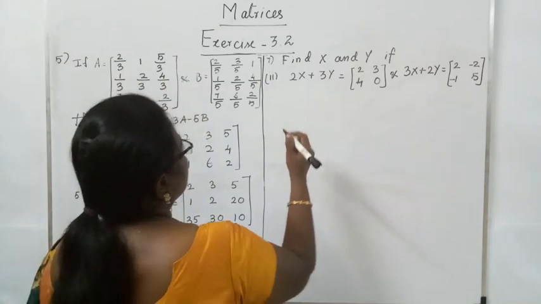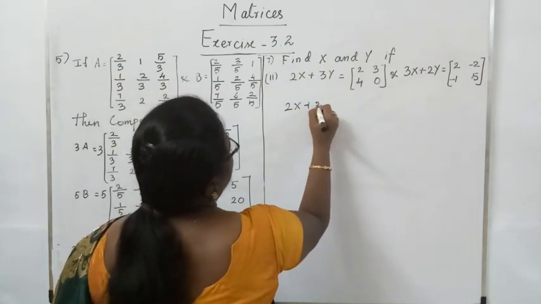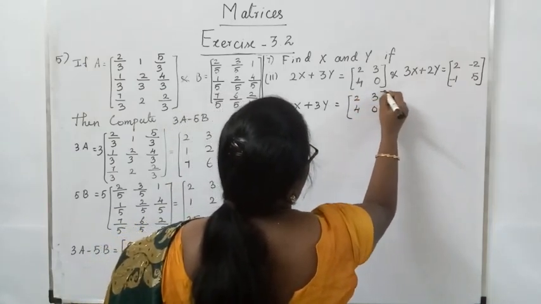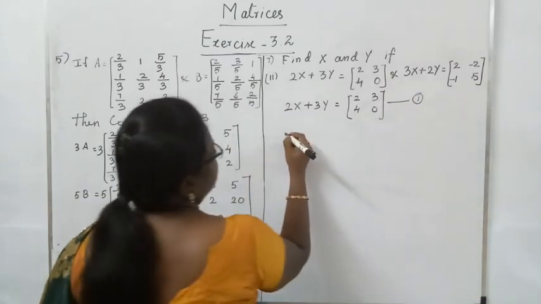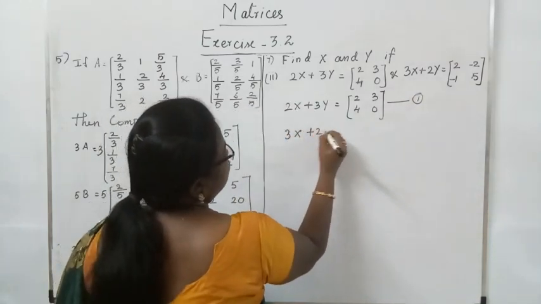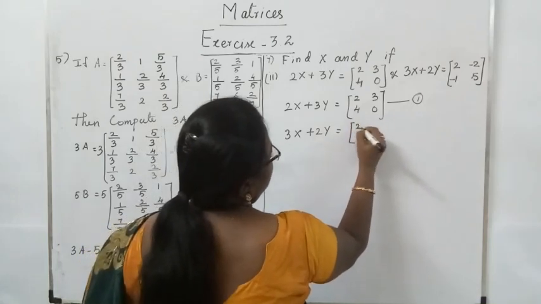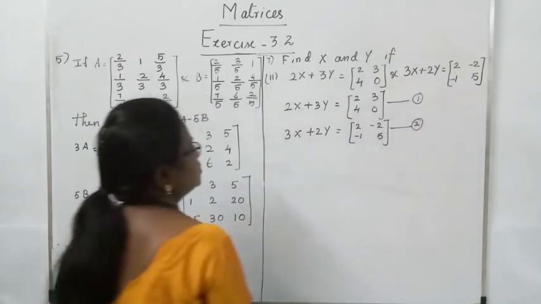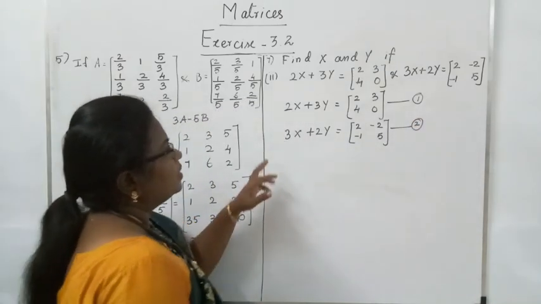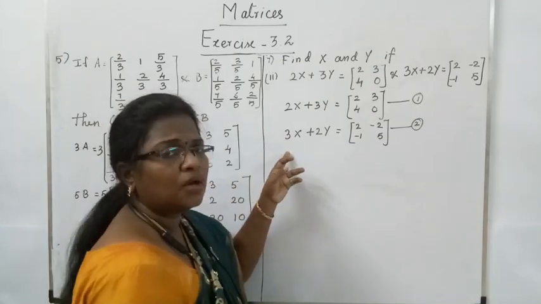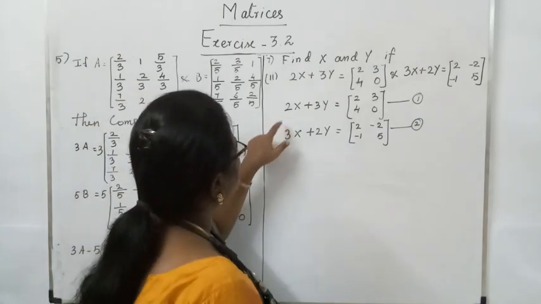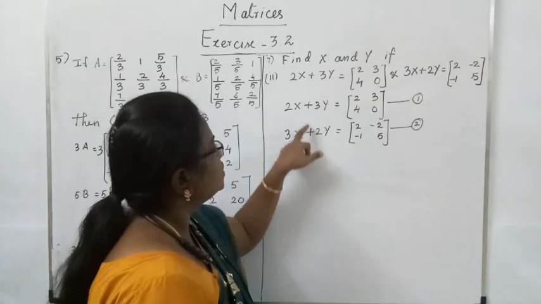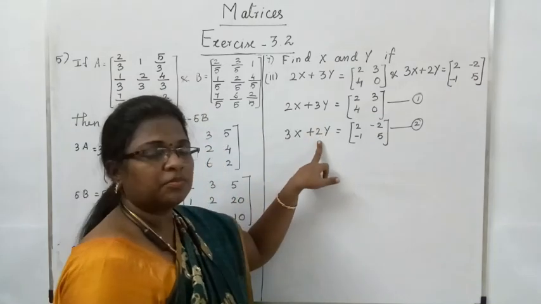Now here, see the first equation: 2x plus 3y is equal to the matrix [2, 3; 4, 0]. Let me take this as the first equation, and 3x plus 2y is equal to [2, -2; -1, 5]. Let this be the second equation. Now you have to solve this. Normally, how will you solve a linear equation? This equation can be multiplied by 3 and this one by 2 to cancel x. Or if you want to cancel y, this equation can be multiplied by 2 and this one by 3.